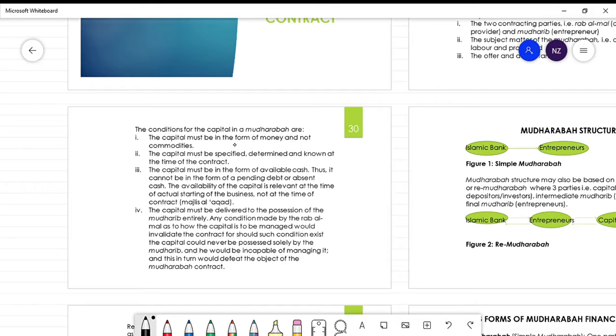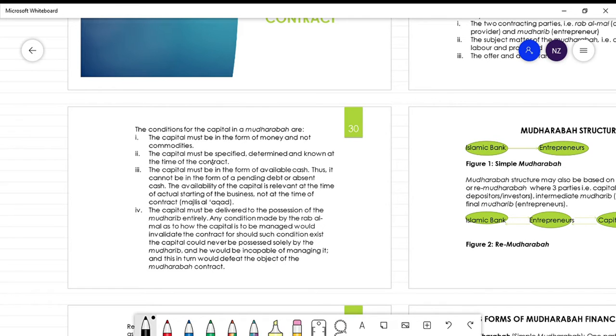So mesti kena form of money, and then the capital must be specific ataupun specified, determined and known at the time of the contract. Means the capital tu atau the amount of the fund yang the bank is trying to provide to the entrepreneur should be specified and determined at the time of the contract. Means kalau the bank kata I want to provide 100,000 ringgit, so dia kena statekan 100,000 ringgit time itu juga, and it should not change, kan dia kena determine time itu jugalah. Itu maksud the second condition.